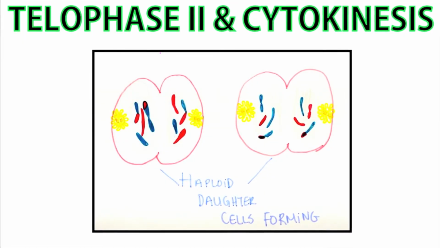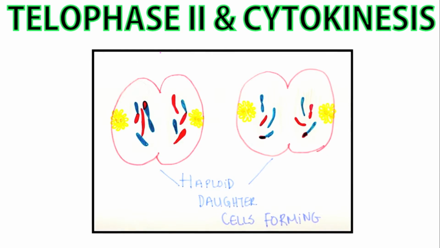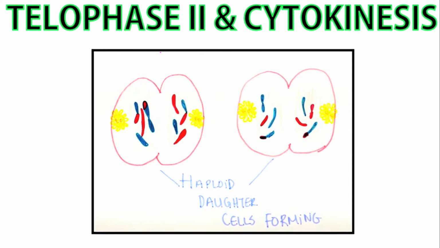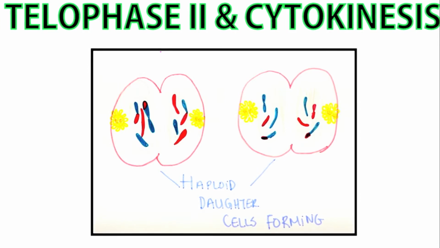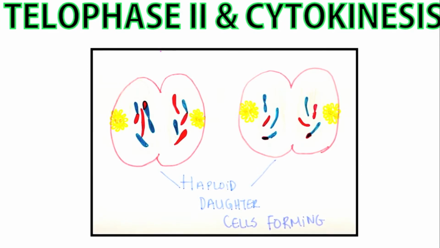During telophase 2, the chromosomes reach opposite poles and cytokinesis occurs. The two cells produced by meiosis 1 divide to form four haploid daughter cells, and nuclear envelopes form. Meiosis is now complete.